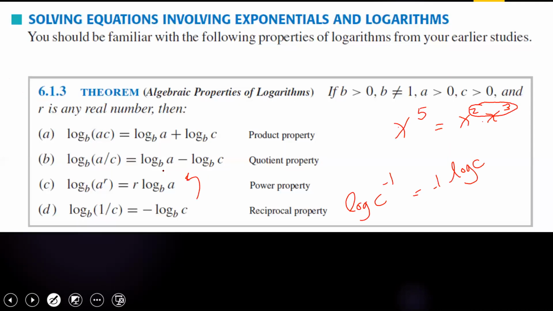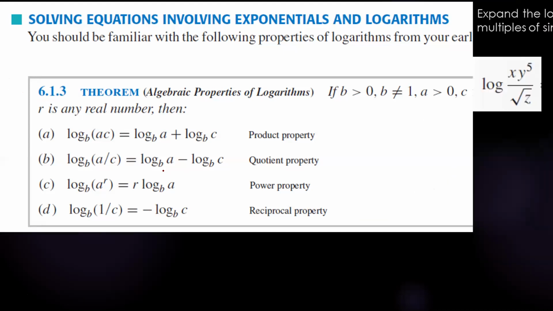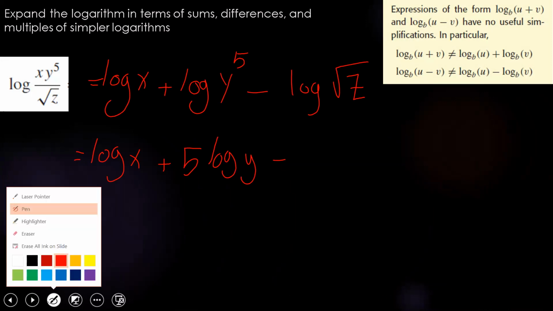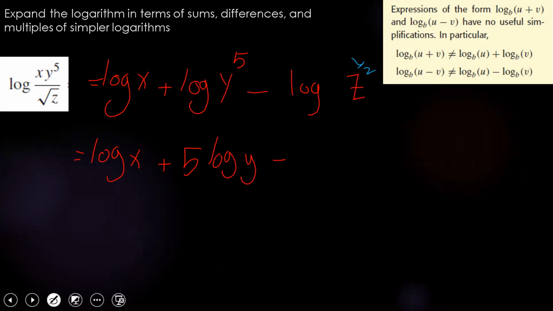What did we say here? A to the power r is r times logarithm to the base b of a. Like I take the power and put it outside. So here we have 5 logarithm y, minus the square root of z, which we can write as z to the power half. So minus half logarithm z. This is how we can expand the logarithm.